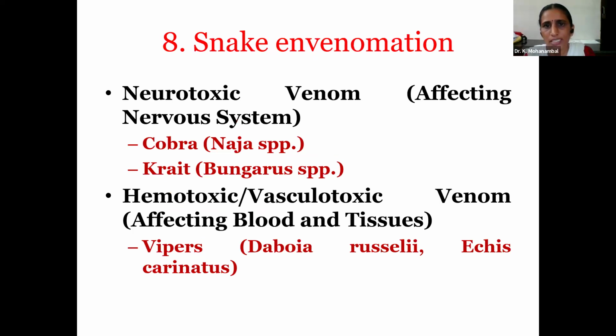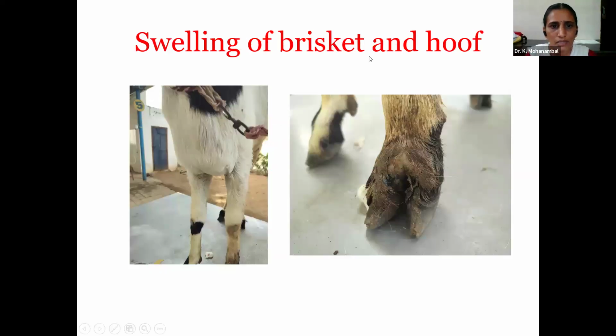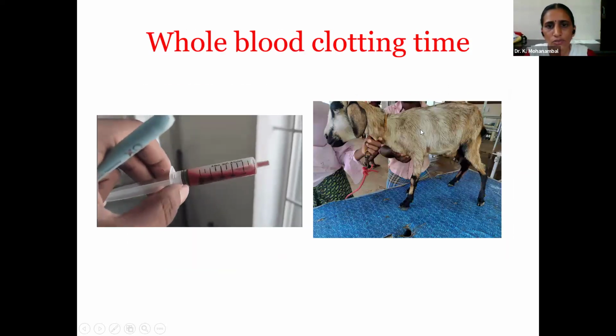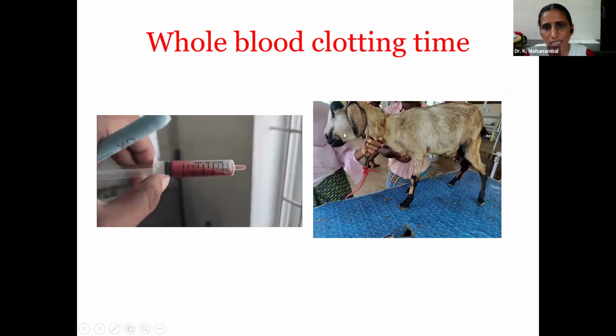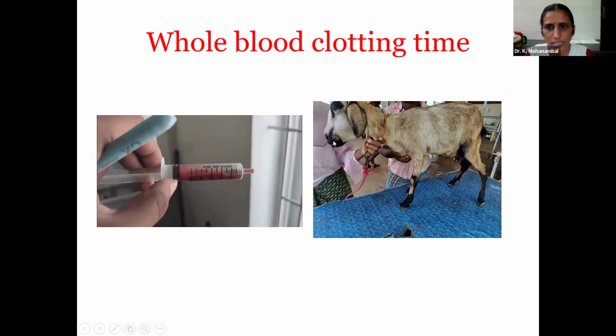And the very important thing is snake envenomation. Snake envenomation is encountered in small ruminants, not commonly, but cases will be there. Among the snake envenomation cases, hemotoxic snake envenomation is very common, that is, viper envenomation. This is a case presented to our clinic with brisket edema and swelling of the coronet region, the hoof area. Here also, swelling of the jaw area and facial edema are there.